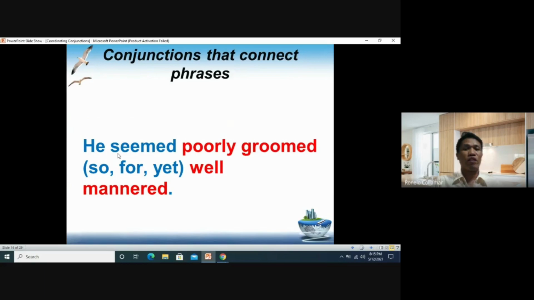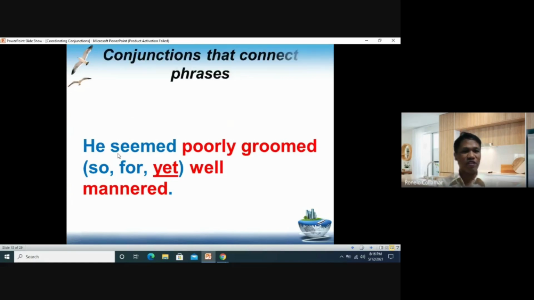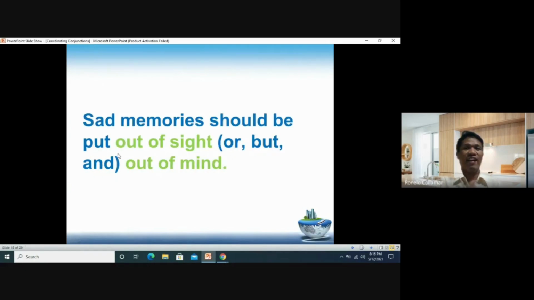He seemed poorly groomed, so for yet well mannered. So what do you think is the answer here? Let me see. All right. So we have the answer is yet. Okay. So why is it yet? You take notice that the word yet has a similarity with the word but. So sometimes we can interchange them. He seemed poorly groomed but well mannered. All right, so we can interchange the word yet, but later on we're gonna have to define what is yet and the difference between them. All right, and then we have the next one.